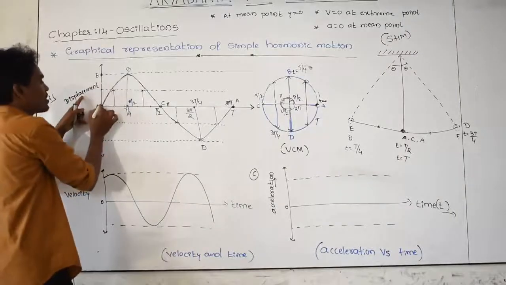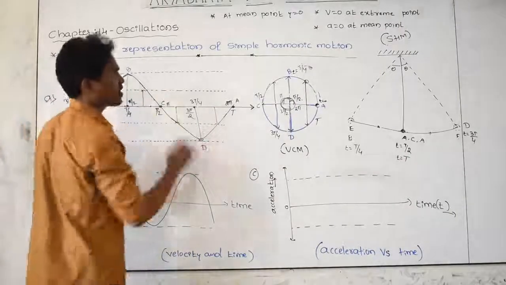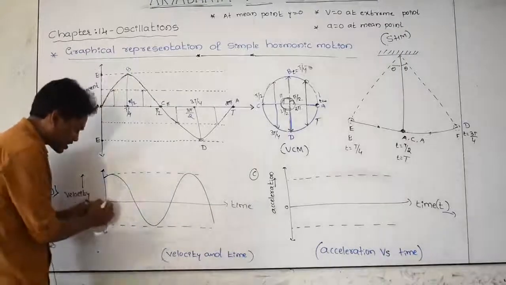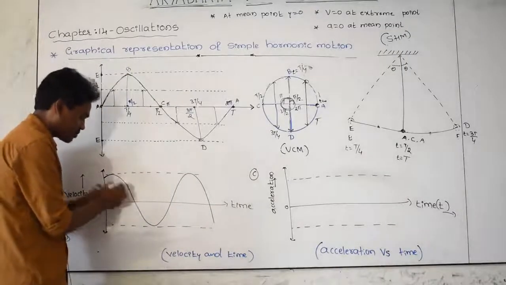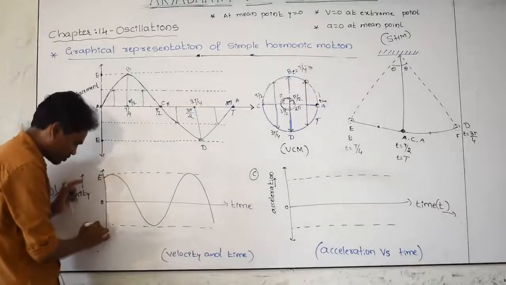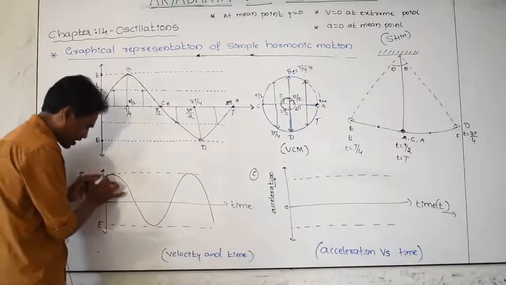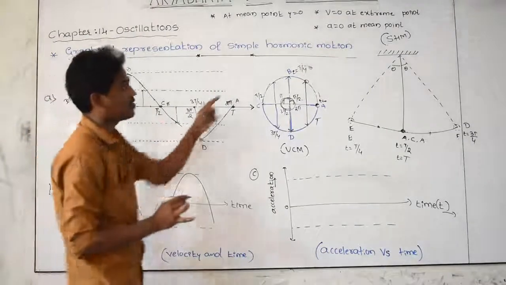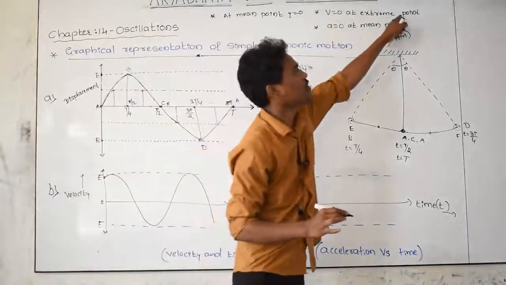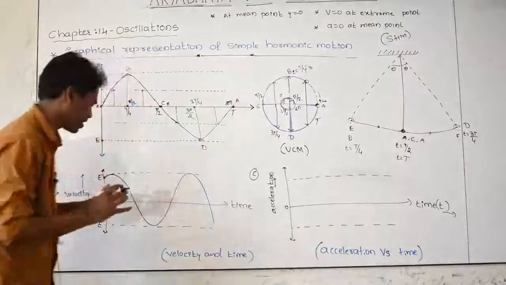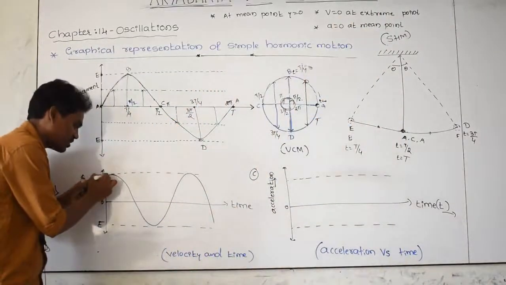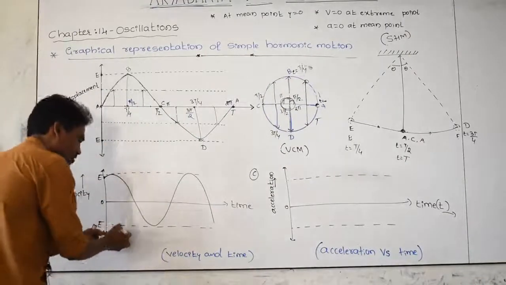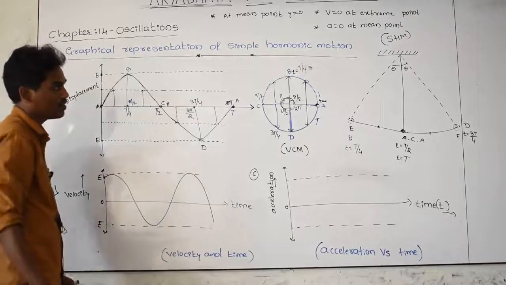Extreme, mean, that's why I start the graph like this for the displacement graph. But for the velocity graph, I am not starting at this point. I am starting at the extreme point. This is extreme and this is also extreme. I am starting the graph from the extreme point because the velocity is 0 at the extreme point. Or you can take it like this also, that is possible.